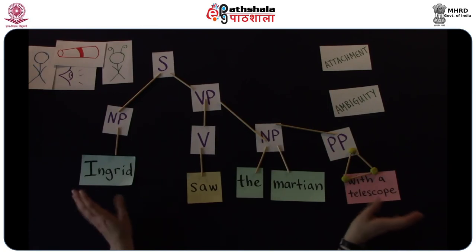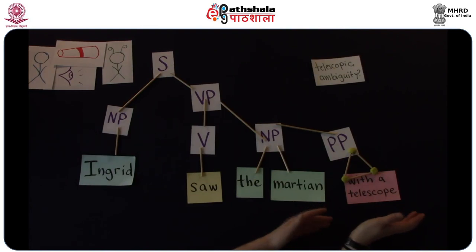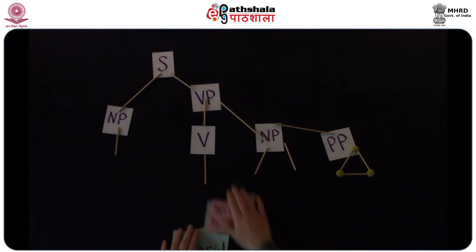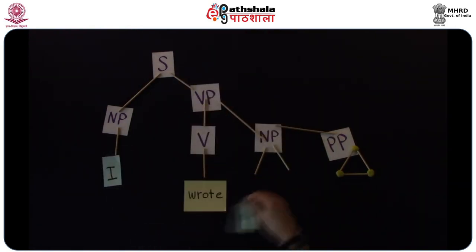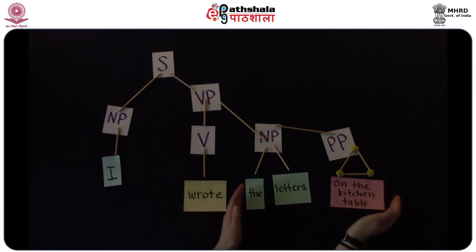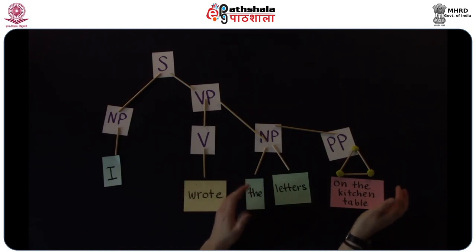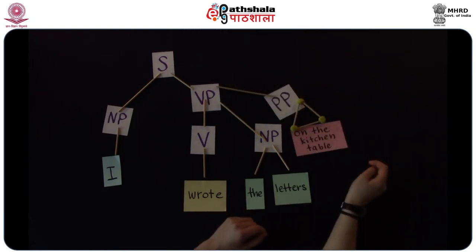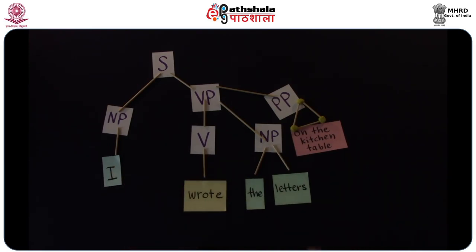So what? Is this just a weird property of sentences with the word "telescope" in them? Probably not. Let's try it with a whole other set of words. What about the sentence, "I wrote the letters on the kitchen table"? This sentence is also ambiguous. Under one reading, the letters are currently on the kitchen table, and I wrote them. Under the other reading, the kitchen table goes up here with the VP, and in this configuration, the letters were written at the kitchen table, but they could be anywhere right now.